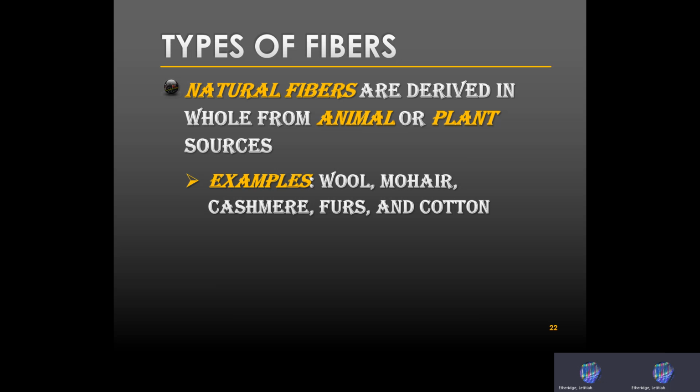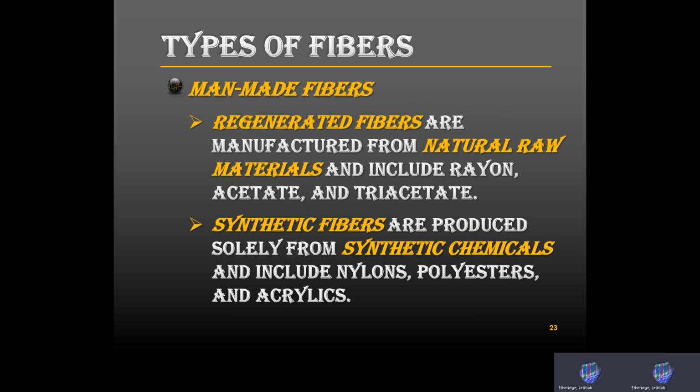The other type of fibers, to distinguish them from natural fibers, are man-made fibers. These are basically regenerated fibers that are manufactured from natural raw materials. It's like we took those natural raw materials and refined them and made other types of fabrics. Some examples are rayon, acetate, and triacetate. Synthetic fibers are produced solely from synthetic chemicals, and some of those are nylon, polyester, and acrylics.